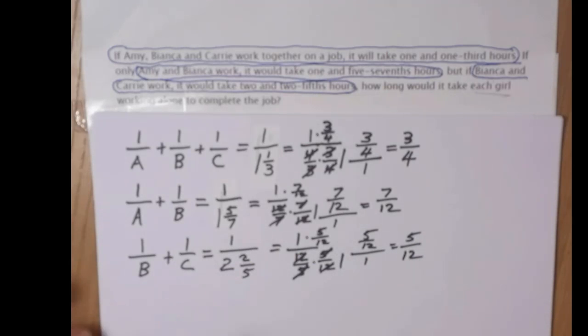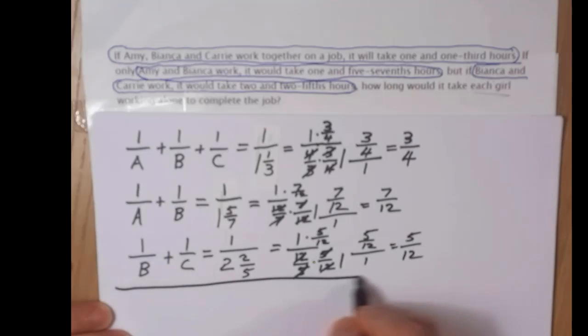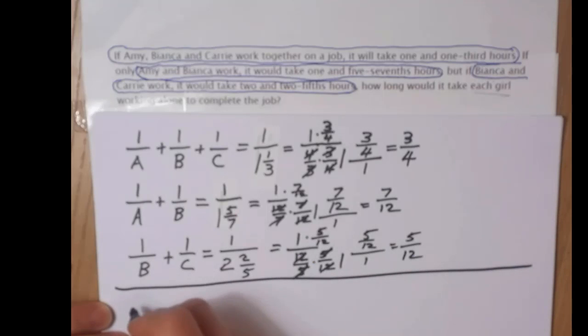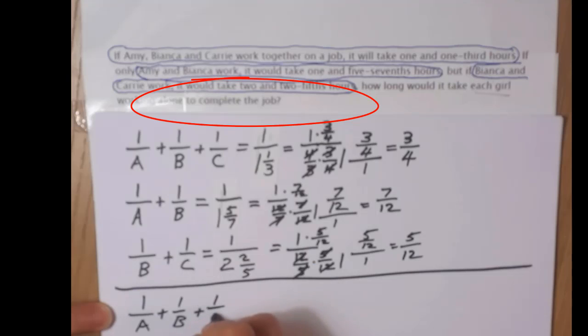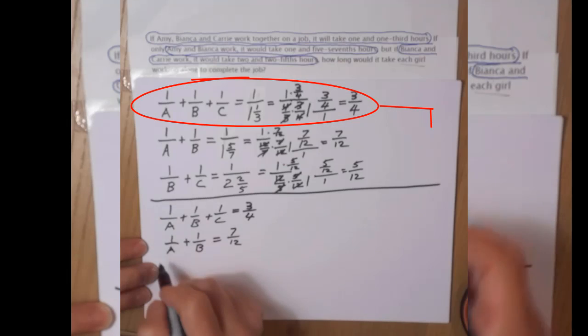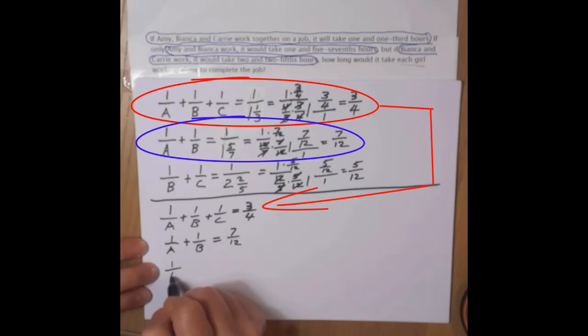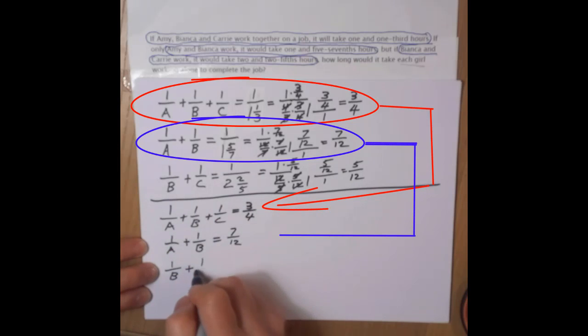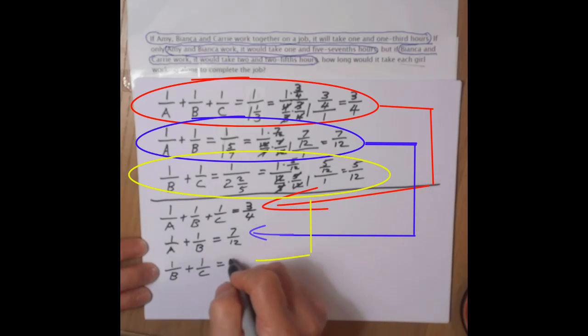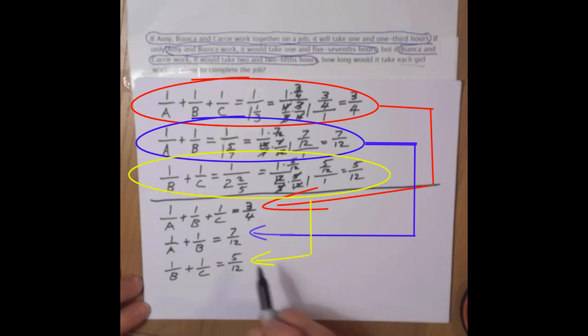Okay, so let's write this out again so we can work with it. 1 over Amy plus 1 over Bianca plus 1 over Carrie is equal to 3/4. Okay, same thing with the next two equations. 1 over A plus 1 over B equals 7/12. 1 over B plus 1 over C equals 5/12. Okay, so how do we solve this? We've got 3 equations here.